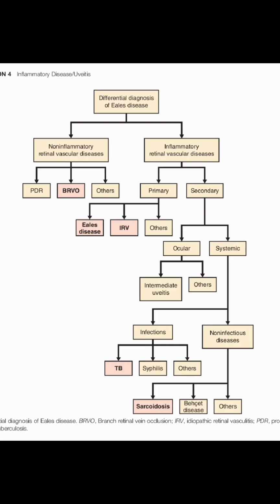So there is a flow chart related to the differential diagnosis of Eale's disease. BRVO stands for branch retinal vein occlusion, IRV idiopathic retinal vasculitis, PDR proliferative diabetic retinopathy. So this is a flow chart revealing the differential diagnosis of Eale's disease.